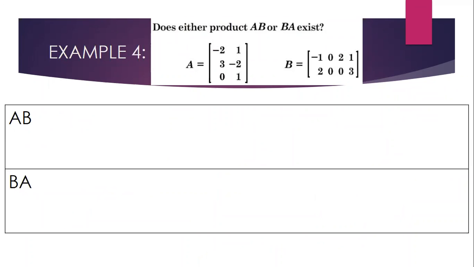So does either product AB or BA exist? So for AB, again, I'm analyzing the dimensions. The dimensions here is a 3 by 2. The dimensions here is a 2 by 4. If I'm multiplying A times B, that means I have 3 by 2 times 2 by 4. Can I multiply a 3 by 2 times a 2 by 4? Why, yes, I can. They're smiling at me. And the dimensions of the product is going to be a 3 by 4.